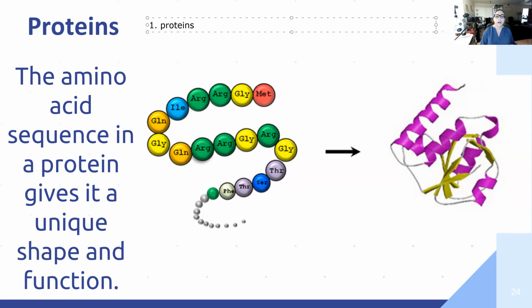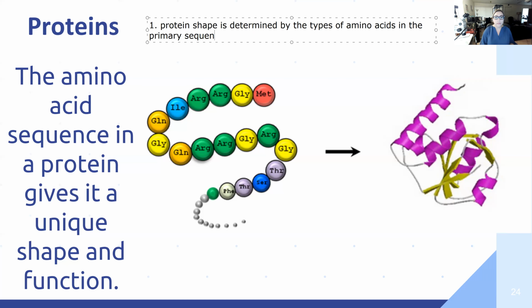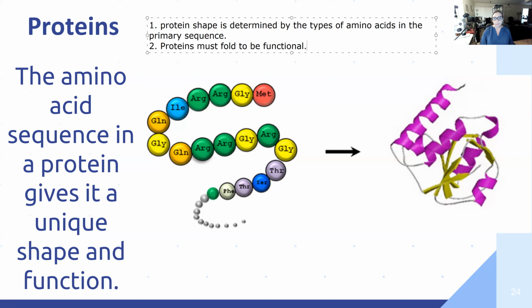So proteins, actually, I'm going to say protein shape is determined by the types of amino acids in the primary sequence. Remember, proteins have primary, secondary, tertiary, quaternary structures. Secondary, tertiary, quaternary are all folded. So what I'm going to write here is that proteins must fold to be functional.